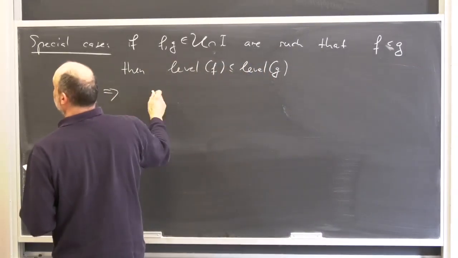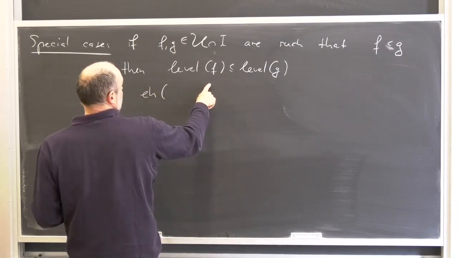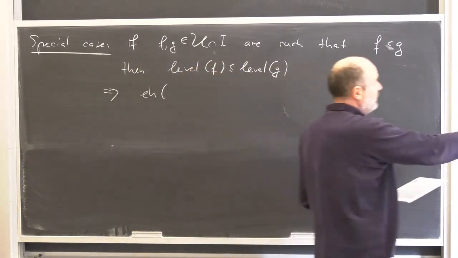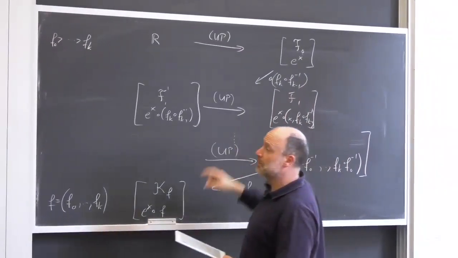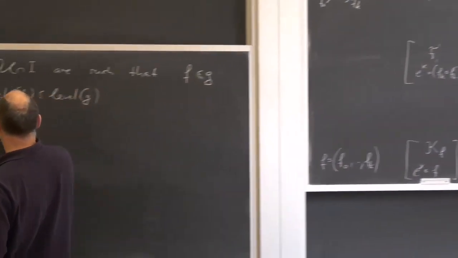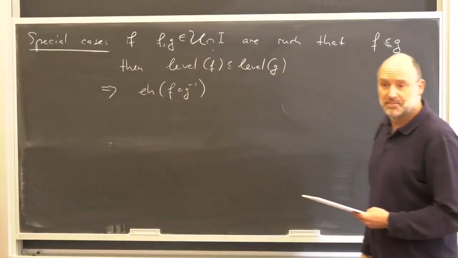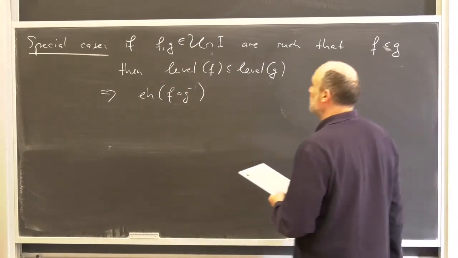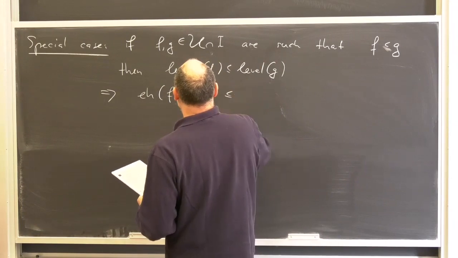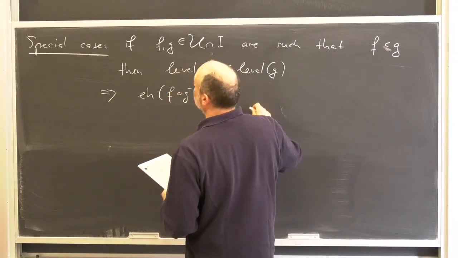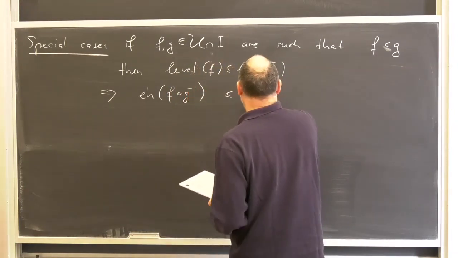So what I get is that, which one? And when I do these guys, I always take the smaller one composed with the inverse of the bigger one. In other words, that means here f composed with g inverse. Correct. That's the situation we have over there. And what is that going to be? It's going to be at most, well, 0 or the level of f minus the level of g, but that's 0.